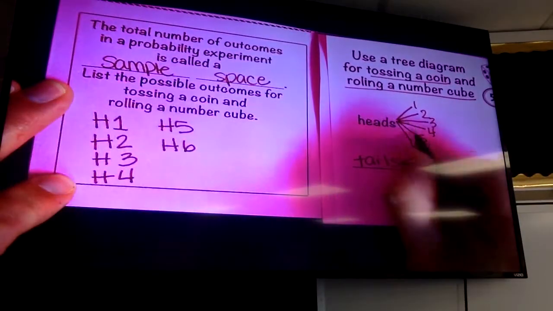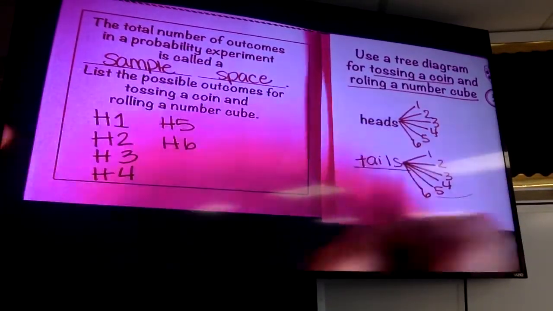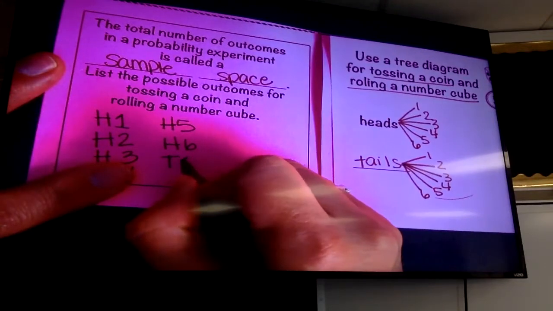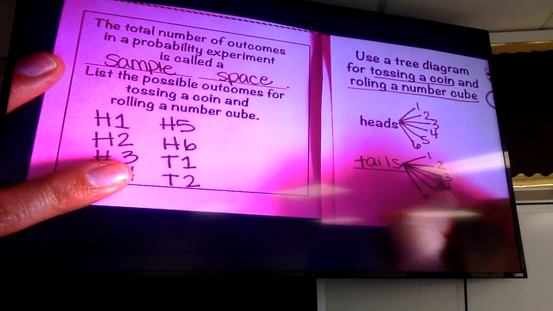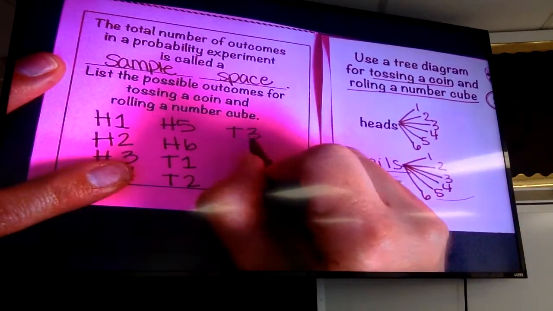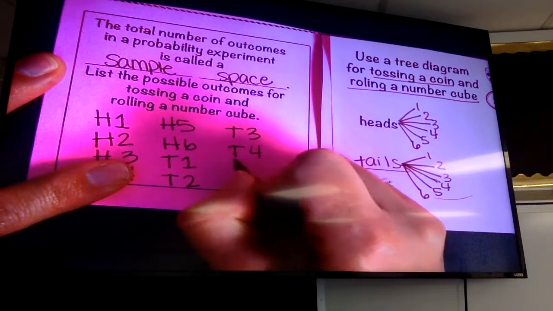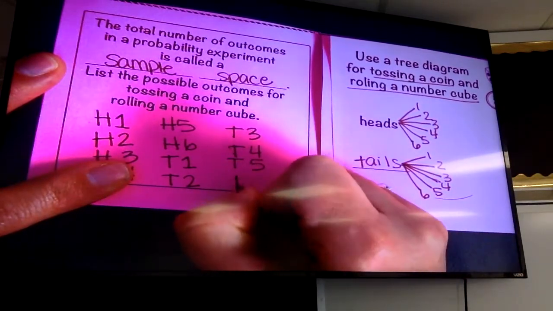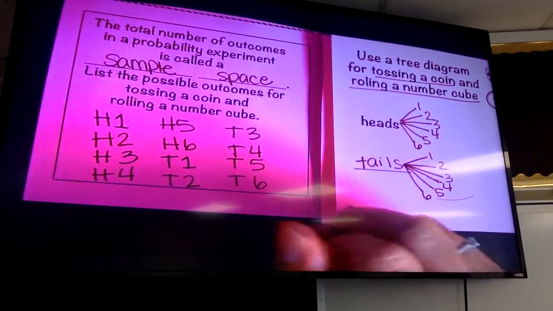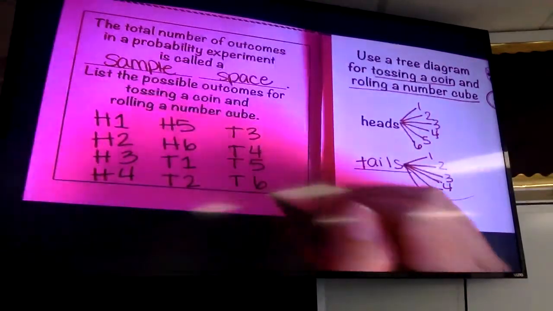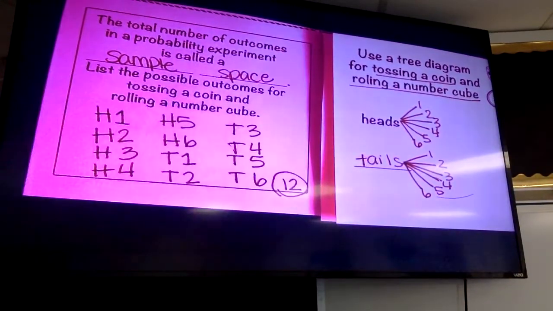Now, this branch has been completed, so now I'm going to go to my tails, and I'm going to do the same thing. So I could get tails and 1, tails and 2, tails and 3, tails and 4, tails and 5, tails and 6. So if I want to figure out the total number of possible outcomes, I'm going to count these all up, and I find out that there's 12 possible outcomes.